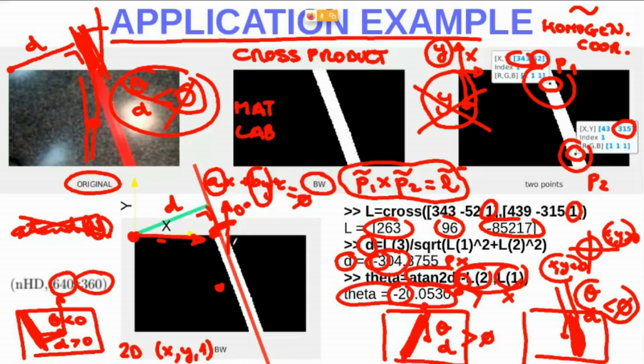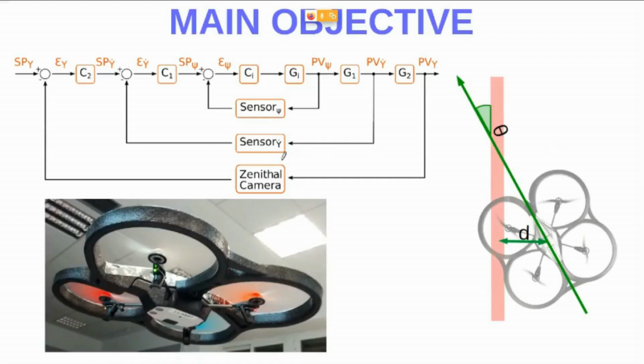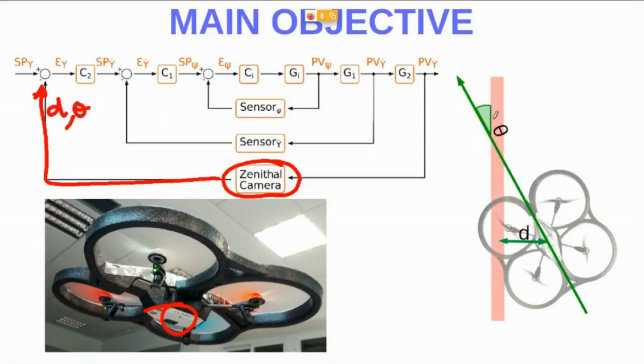Well, so that's the end of today's lecture, okay? To find the distance and the angle of the line that connects these two points in the picture, okay? This will help us in the following problem. The problem of using the zenithal camera of the drone, remembering here, okay? In order to get the exact position, the D and the theta in here. So we have solved this problem.